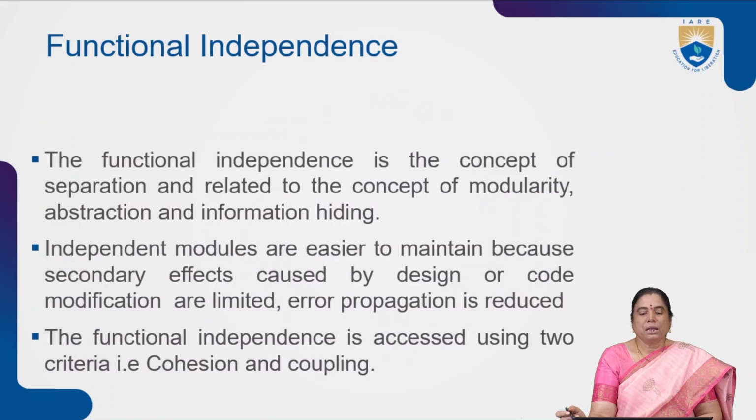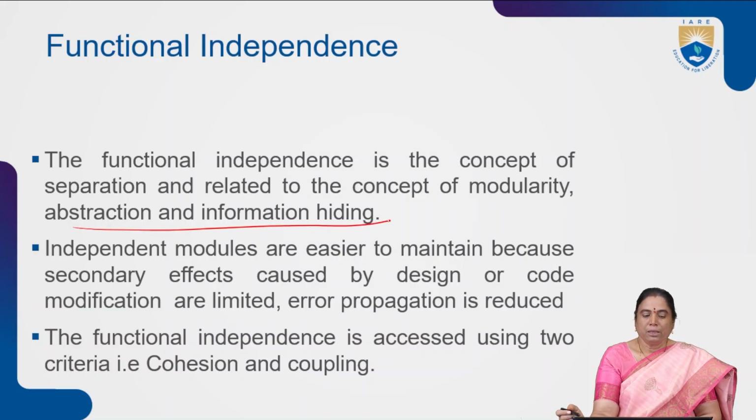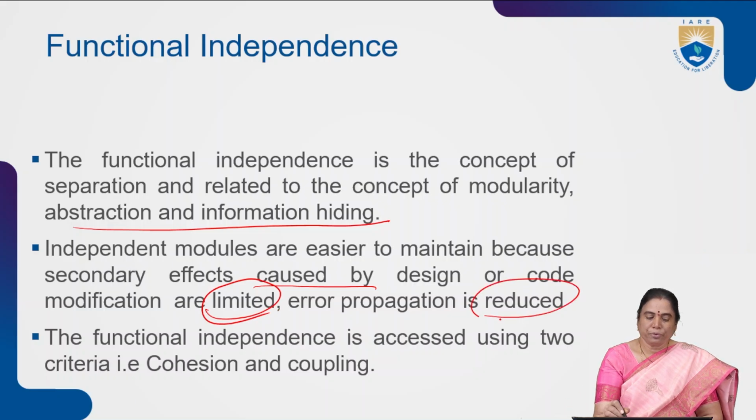Next term is functional independence. Functional independence is the concept of separation and is related to the concept of modularity, abstraction and information hiding. Independent modules are easier to maintain because secondary side effects caused by design and code modifications are limited or prevented. Error propagation is reduced. Functional independence is assessed using two criteria: cohesion and coupling.